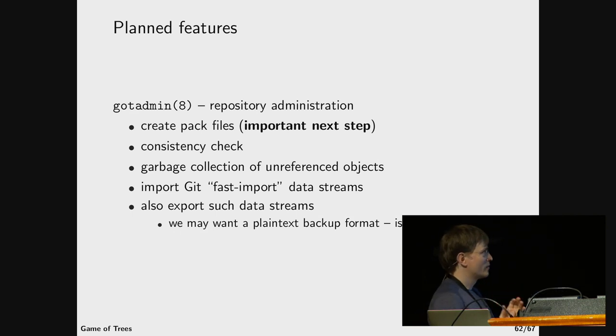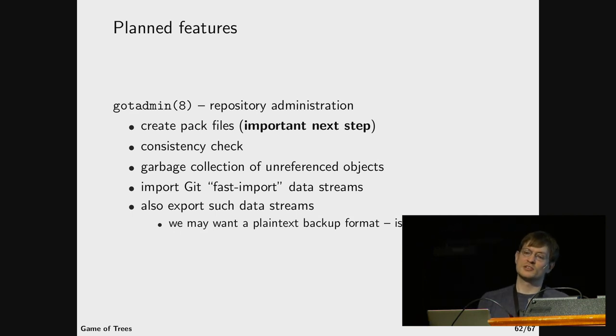So this is where we are. We have local versioning. It's useful for individual developers at this point. It's good enough to replace Git for all the regular version tasks. I only run Git now to do fetch and push. That's all I do with it.